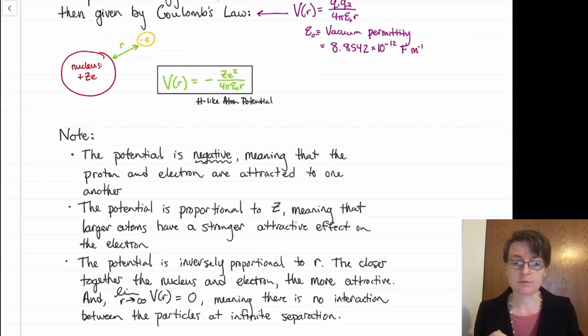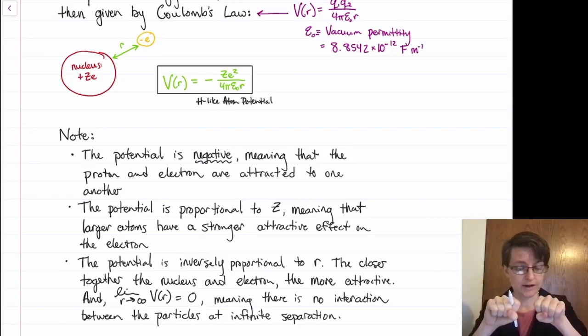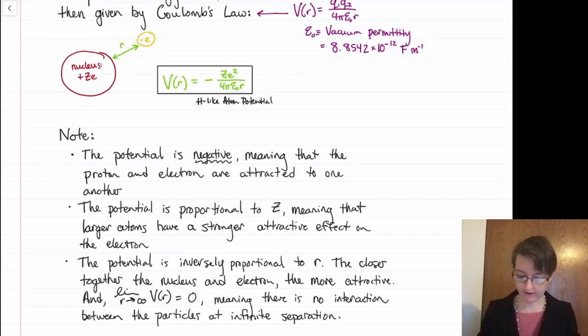The second thing that's important to note is that the potential is proportional to Z, the atomic number of whatever our hydrogen-like atom is. What that means is that larger atoms have a stronger attractive interaction between the electron and the nucleus. And last but not least, as we just went over, the potential is inversely proportional to r, so closer together means a stronger interaction, and farther apart means a weaker interaction, until in the limit of infinite separation, these two particles experience no attractive or repulsive interaction with one another.